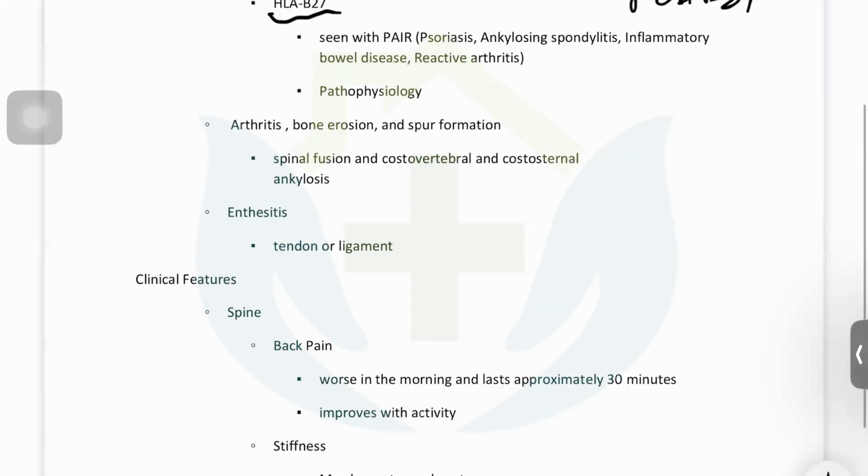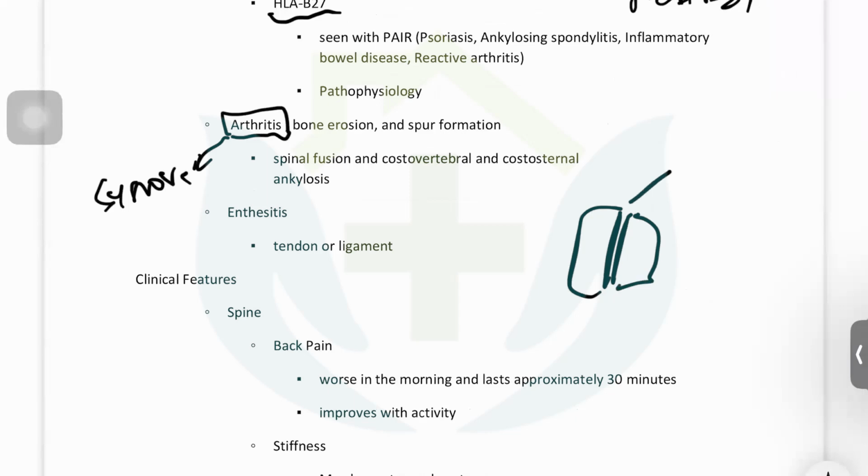Mainly what we see is arthritis. Arthritis means synovitis, meaning wherever the bones join with each other, at that point there is inflammation. Here it is sacroiliac joint inflammation. There is spinal fusion due to constant bone erosion and healing, spur formation. The problems start happening when the fusion starts happening.